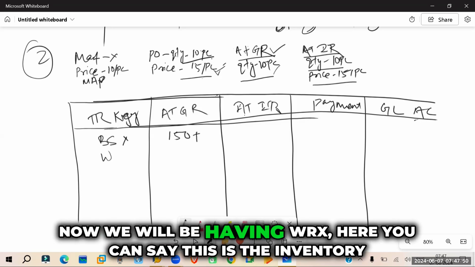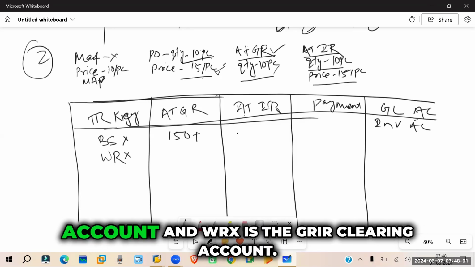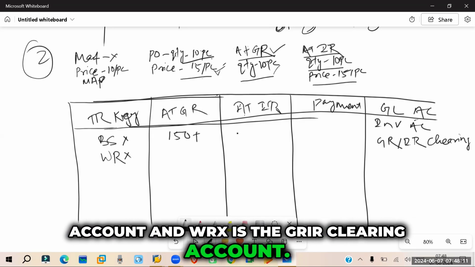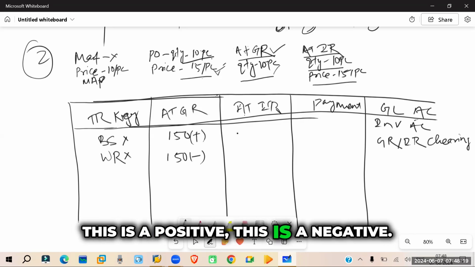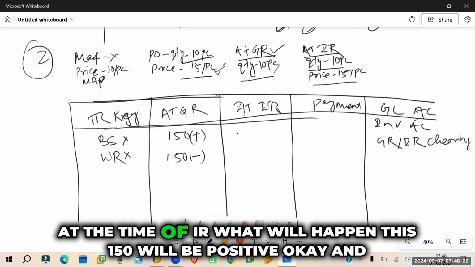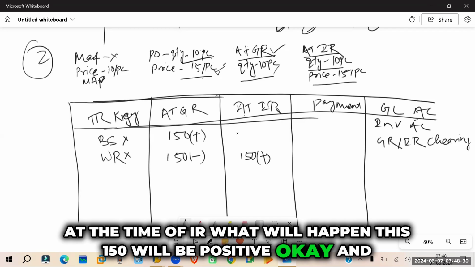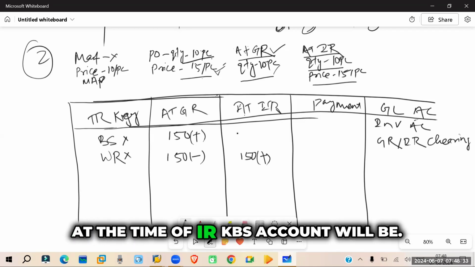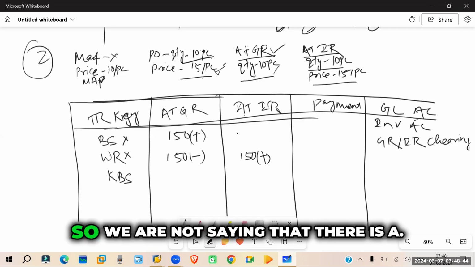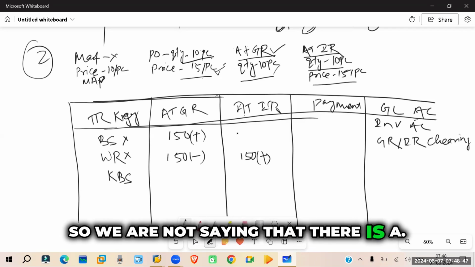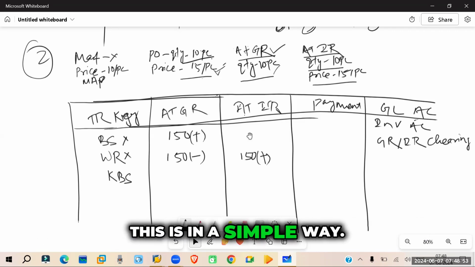Now we will have WRX. Here, this is the inventory account and WRX is the GR/IR clearing account. So here 150 will be minus. This is a positive, this is a negative. At the time of IR, what will happen? This 150 will be positive. And at the time of IR, the KBS account will be affected. Let's keep it simple. We are not saying that there are taxes, so we are not considering the taxes. Let's understand it in a simple way.